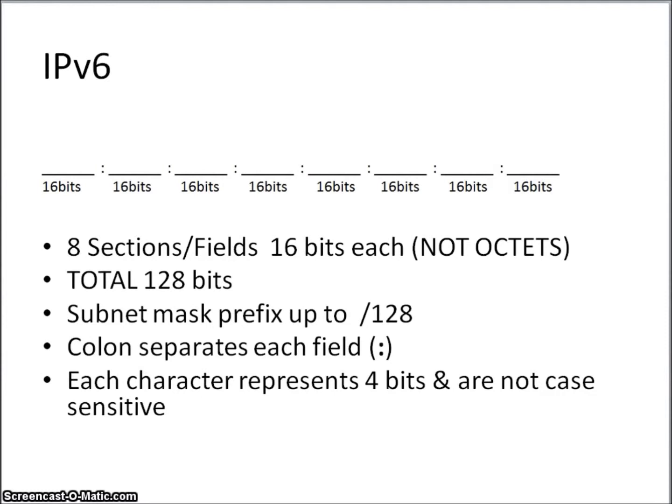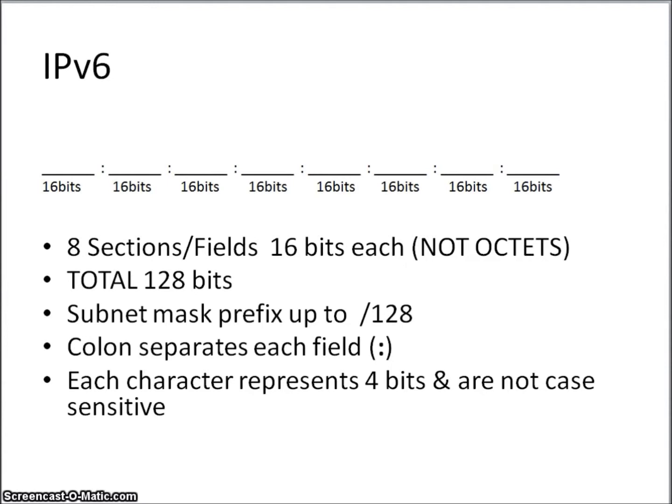While in contrast, IPv6 has 8 sections or fields. Each section is 16 bits. These are not octets. So all of those come together for a total of 128 bits, which gives you a subnet mask of up to 128/128. Now, no more using periods. We use colons to separate each field, and each character represents 4 bits. And they are not case sensitive.